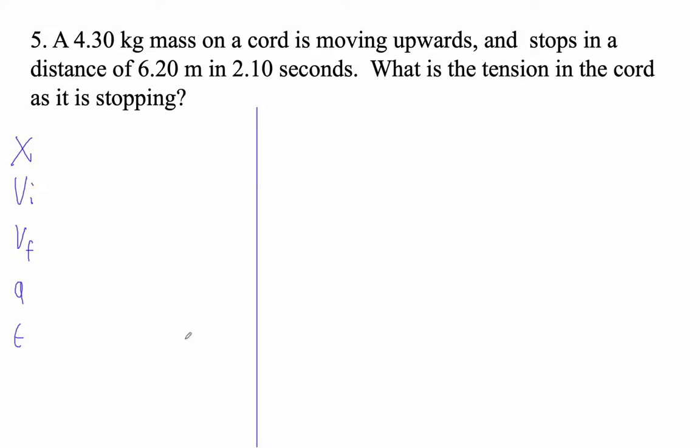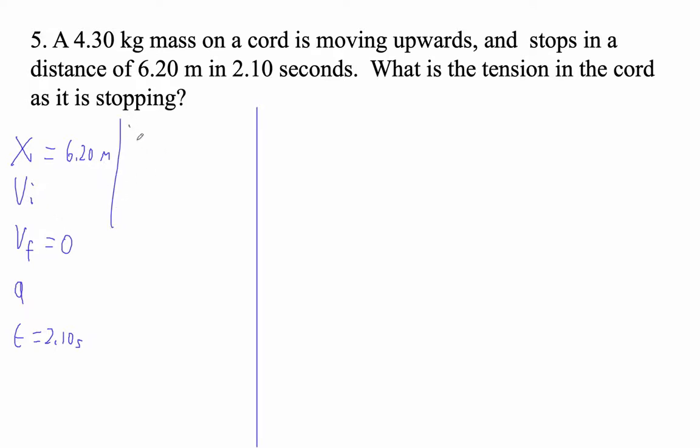Distance of 6.2. So it moves upward, and when it stops, the time is 2.10 seconds. Oh, the final velocity is 0, right? Then we've got to find a, and the problem is that there's no formula that they all have vi in it. So this one's actually kind of a pain in the butt.